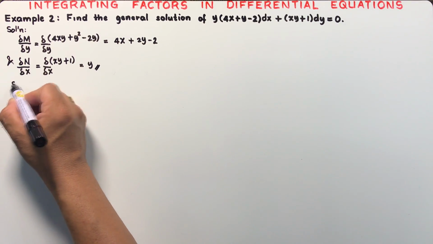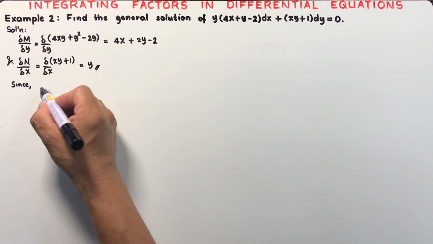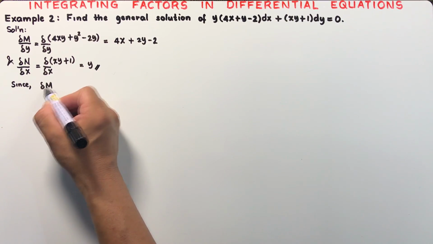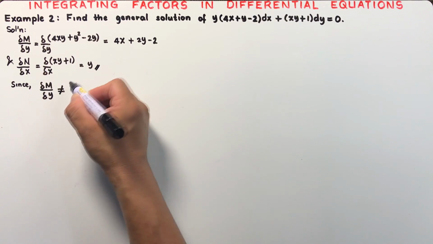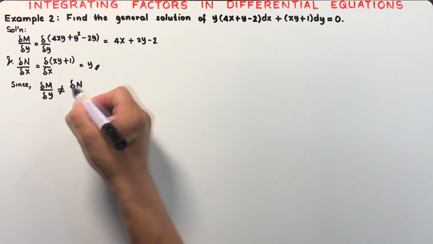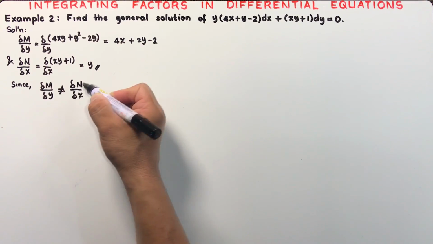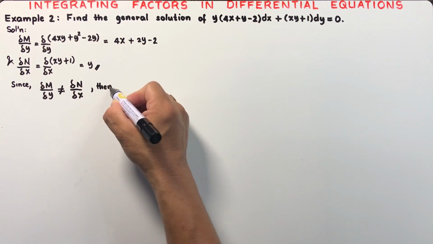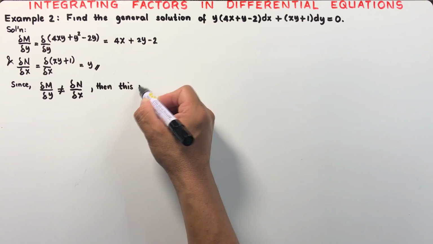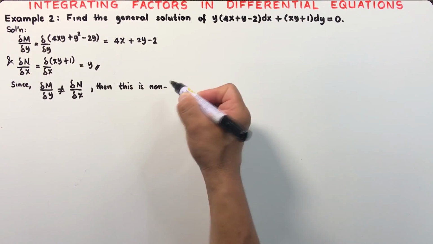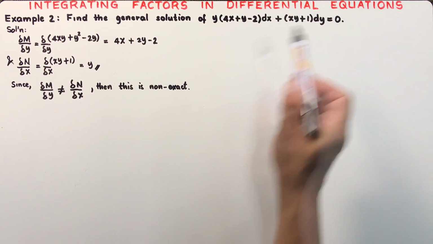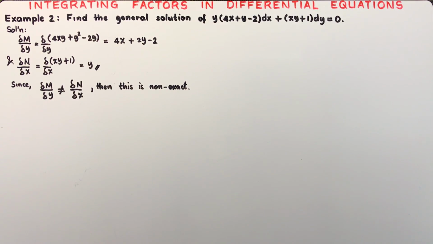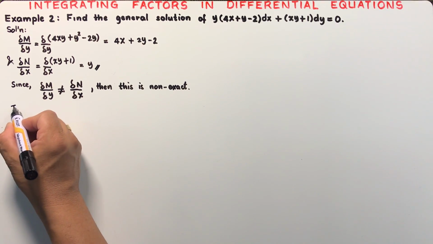And since we notice that the partial derivative of N with respect to y is not the same as the partial derivative of N with respect to x, then this differential equation is not an exact differential equation. And because this is not an exact differential equation, we need to convert it to an exact differential equation by trying case number 1.